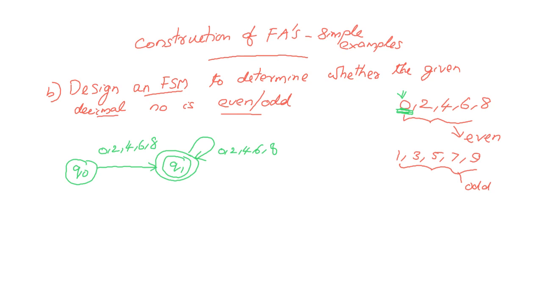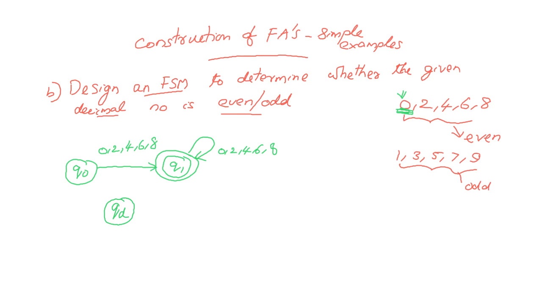Any single letter, a single alphabet string having 1, 3, 5, 7 or 9, should not be accepted, right? Because it's not an even number. So we should actually draw a dead state here. I am drawing the dead state by indicating QD. You can also indicate it by Q3 or Q2 or whatever, it doesn't matter, but because it's a dead state, I am indicating it as QD.